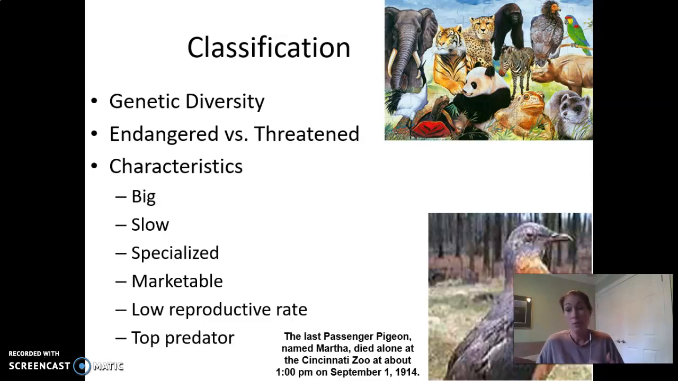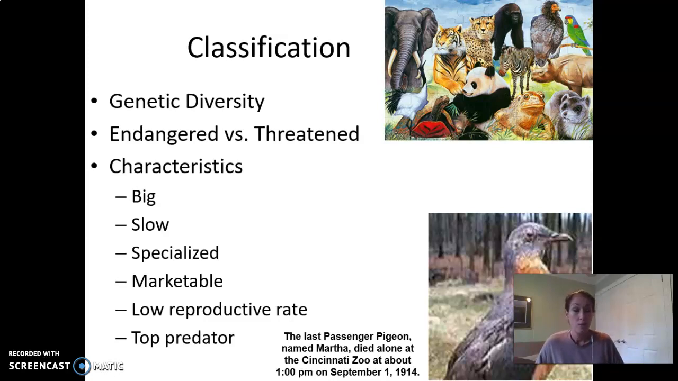If you're marketable, if you have a fur or a body part that is desirable to people, that they can sell, then that makes you more vulnerable to extinction. If you are K-selected and have a low reproductive rate, that makes you very vulnerable because you can't regrow your population. For instance, animals that have a gestation period of 2 to 3 years in some cases, if you can only have a baby every 3 years, then your population isn't going to grow fast.